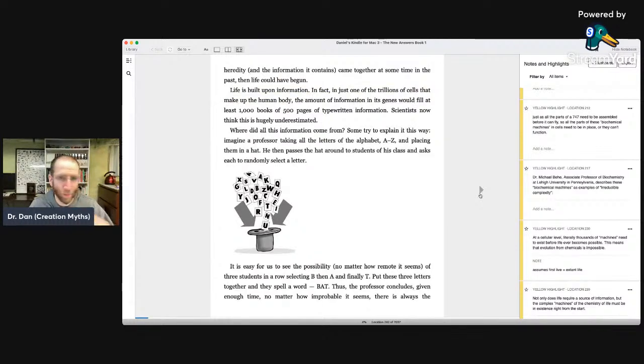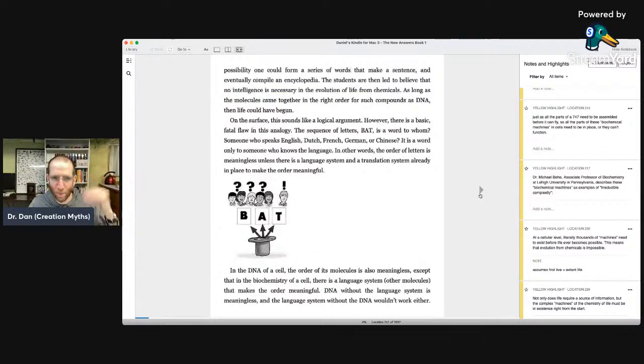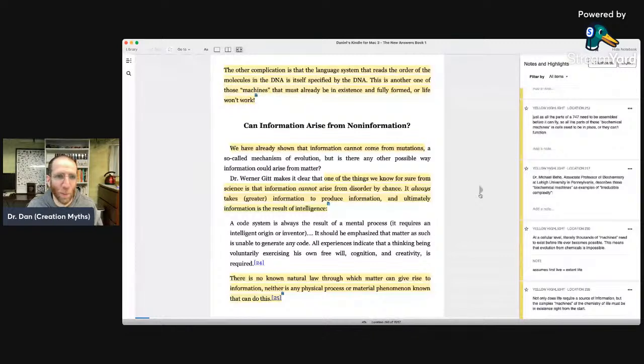Continuing on, we have some random word generating things, but none of that's actually relevant. So here, the other complication is that the language system that reads the order of the molecules in the DNA is itself specified by the DNA. So we've got a chicken and egg problem, right? No, we don't. No, we don't. This is another one of those machines that must already be in existence, fully formed for life to work. That's not what the original hereditary system would have been. We know this. This is not complicated.